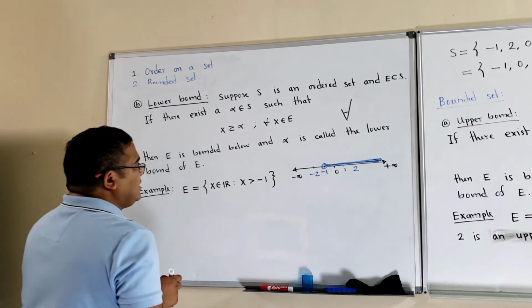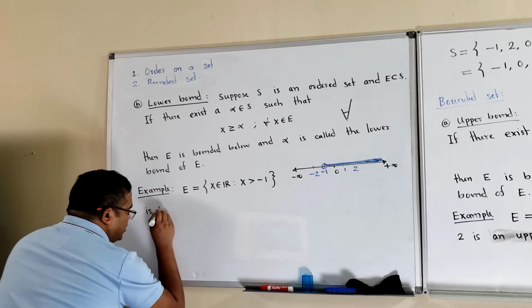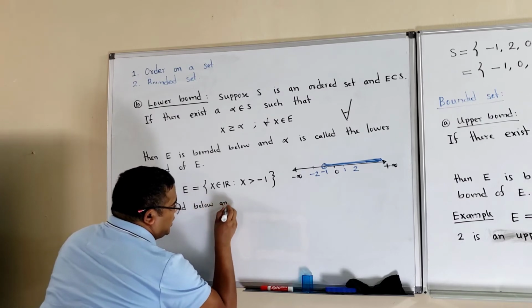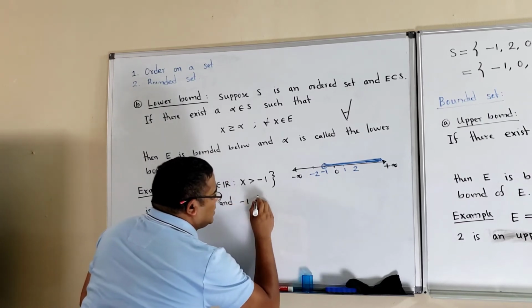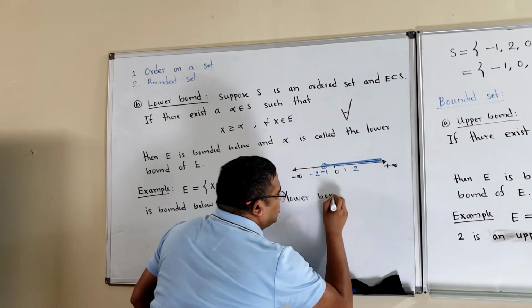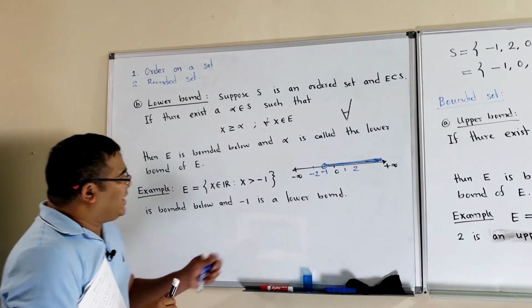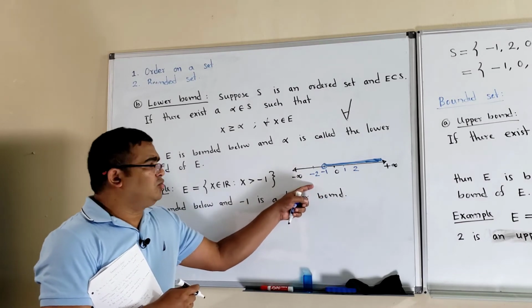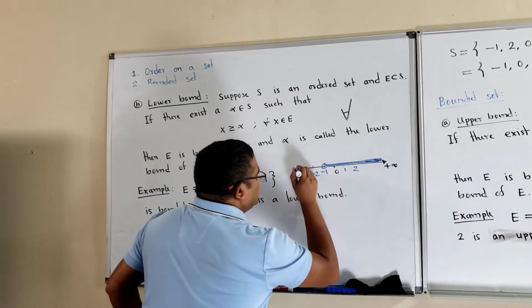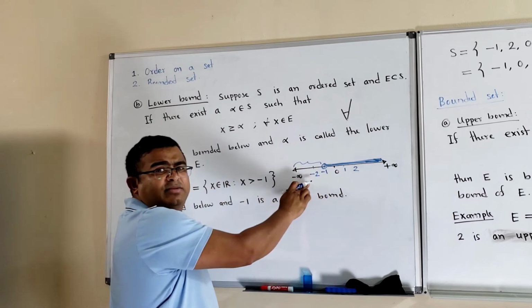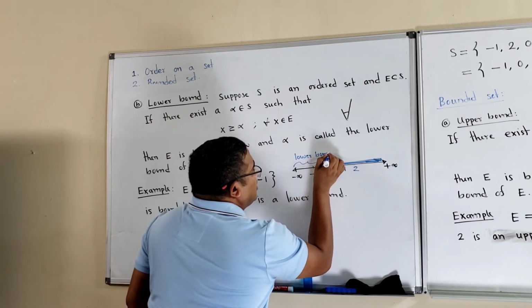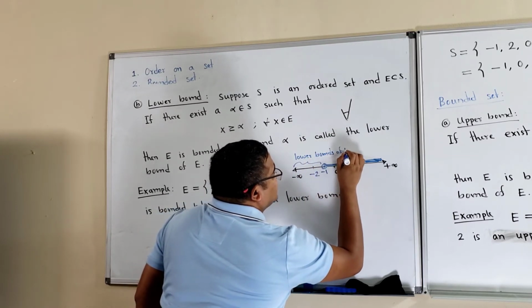So this set is bounded below, and this negative 1 is a lower bound. Now, any number which is less than negative 1 is also a lower bound of this set. So any number less than negative 1, suppose negative 2, negative 3, negative 4, those are also lower bounds of the set E.